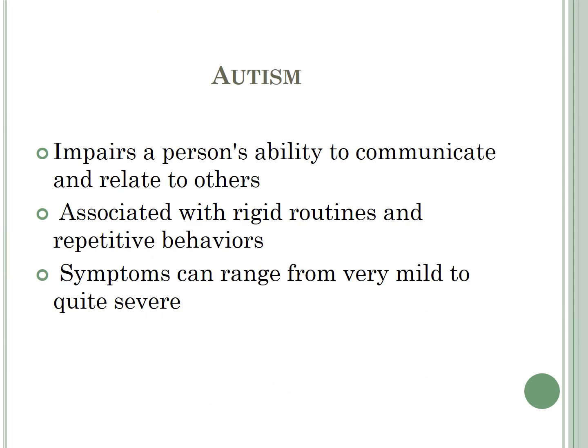The diagnosis of autism impairs a person's ability to communicate and relate to others. It is associated with rigid routines and repetitive behaviors, and the symptoms can range from mild to severe, so most of us know that autism is known as a spectrum.